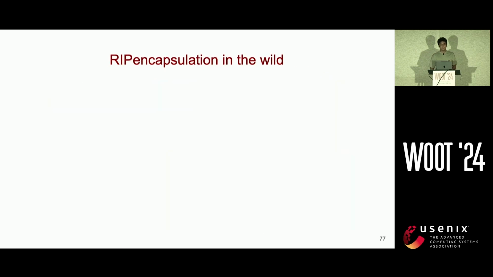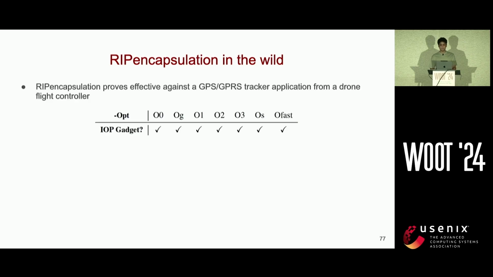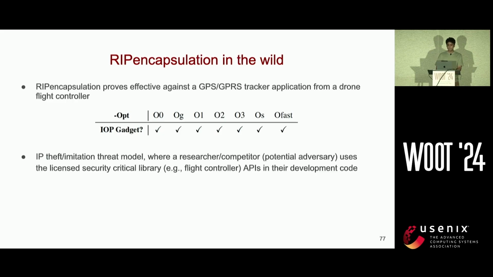In addition, we were also able to find a real-life GPS tracker application and confirm the presence of IOP gadgets in it to show that it is susceptible to RIP encapsulation. This validates our IP theft or imitation threat model, where a competitor or a researcher might use the licensed security critical library APIs in their own development code and try to steal the IP encapsulated firmware.